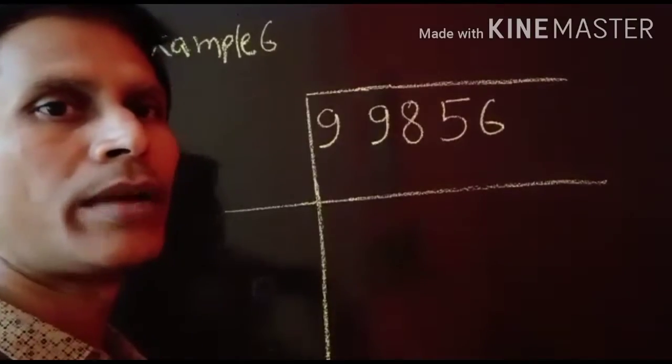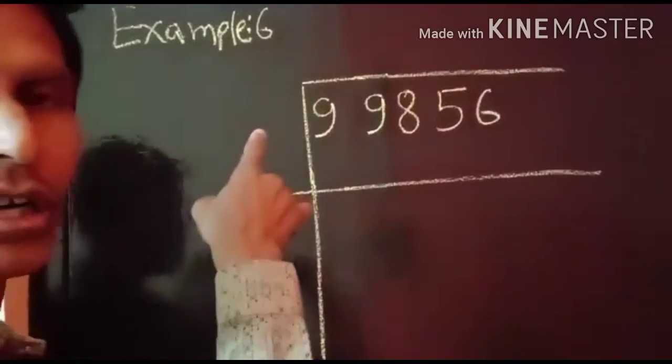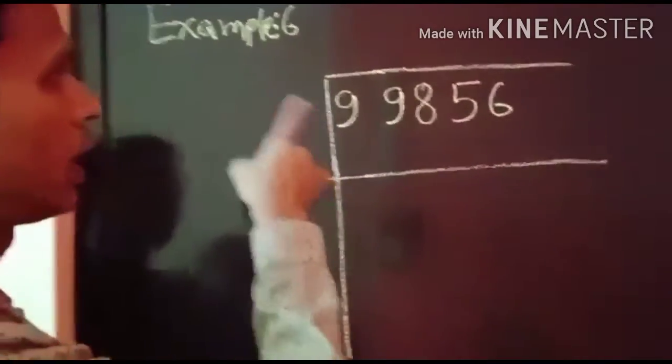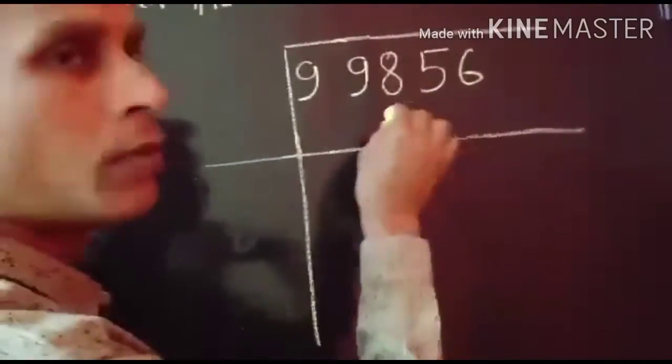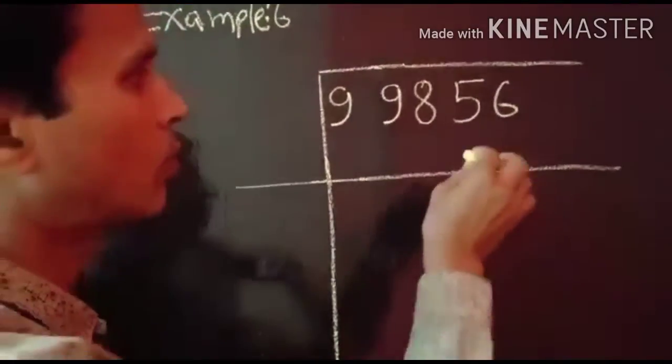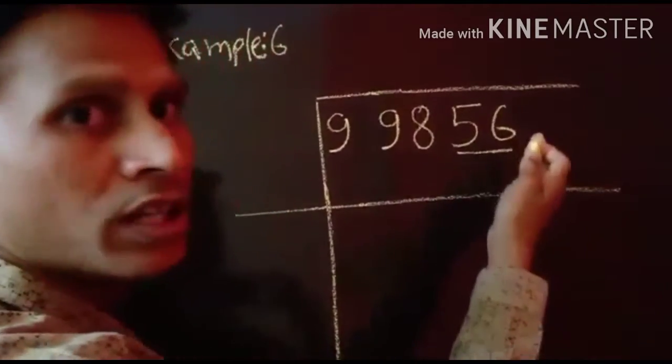One more example I am taking. This is example number 6, which is solved in the book also. So I am explaining it in my way. As I told in question number 1, first make pairs from the ones place.